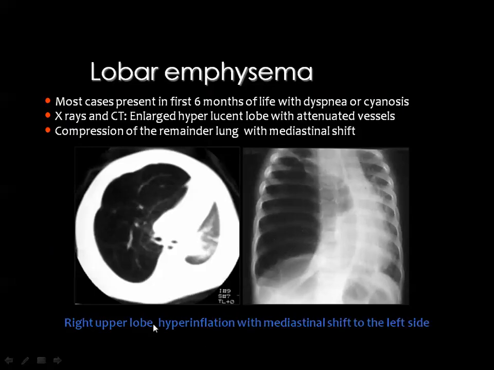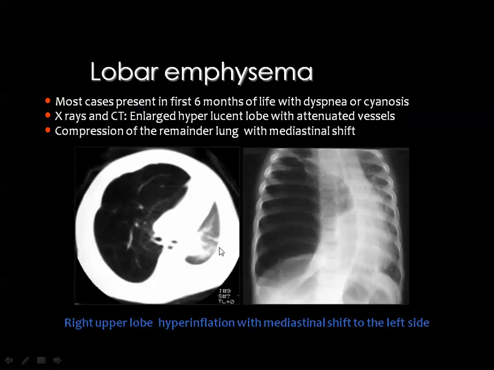And here you see this is an emphysematous lobe crossing the midline to the opposite side. There is compression of the remaining lung near to the diaphragm, with consequent shift of the heart and the mediastinum to the opposite side. If you look at the CT scan and you see that there is a small lung and an enlarged lung, then look at the vascularity.